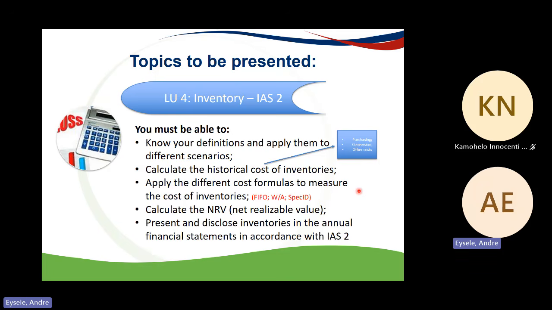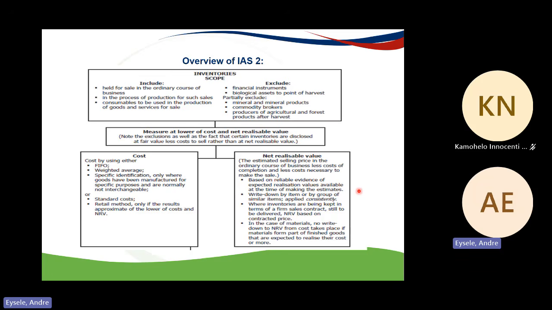So let's continue. Colleagues, this is an overview of International Accounting Standard 2. What does it include? Normally, inventories, as you would know, are held for sale in the ordinary course of business. They are in the process of production for such sales, or are consumables to be used in the production of goods and services for sale. That is basically what inventories consist of.